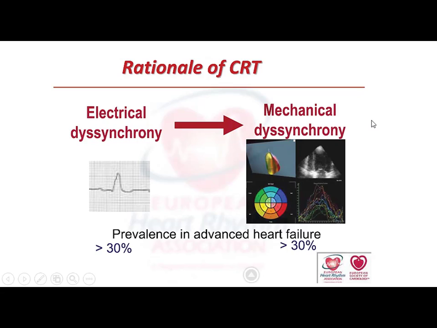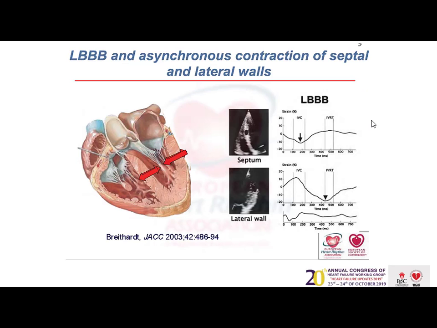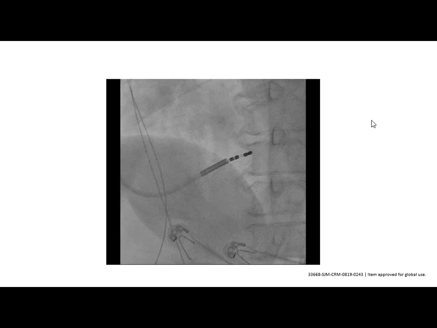Of course, you know the electrical desynchrony and its association with the mechanical desynchrony, and its prevalence is 30% in heart failure patients. The electrical desynchrony is mainly left bundle branch block, and this will make the desynchronous contraction between the septum and the lateral wall, as confirmed by echocardiography and speckle tissue Doppler imaging.